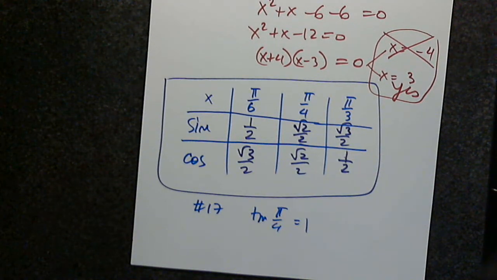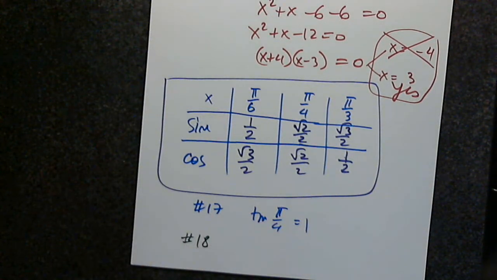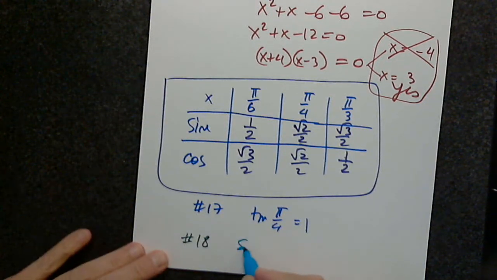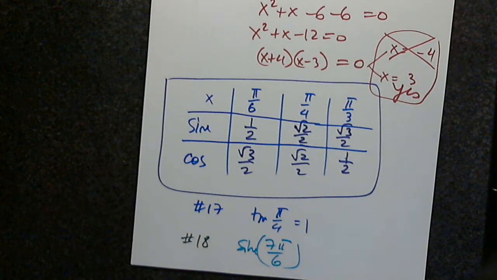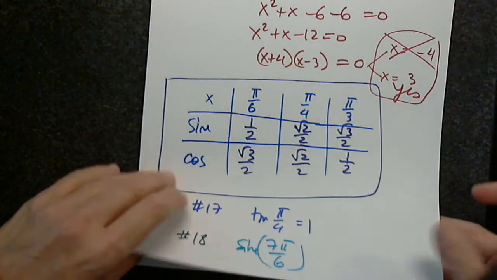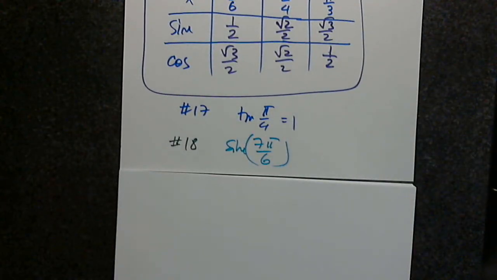Okay, next one is number 18. Any questions for me, please? Any questions here? Is this okay? Yes? Okay. So sine 7 pi over 6. And here's what I recommend with that. If you know a different method and you're happy with it, I am happy with it.